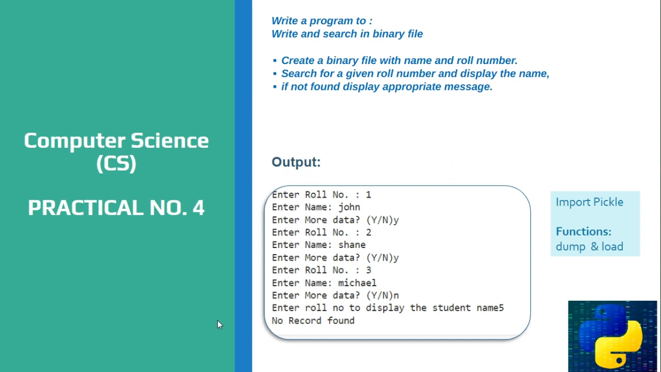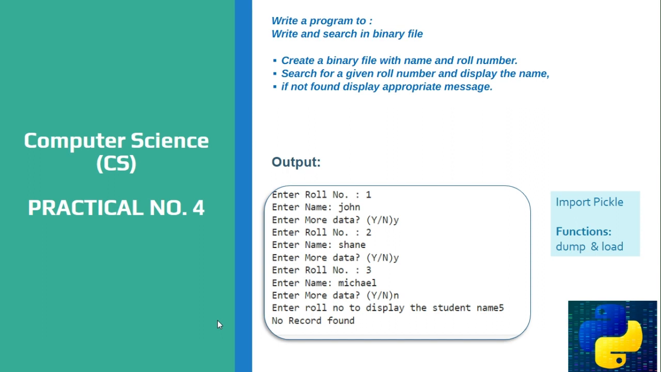So in this practical number 4, we have to write a program to write and search in a binary file. In step 1, we will create a binary file with name and roll number. In step 2, we will search for a given roll number and display the name, and in the third step, if not found, it will display an appropriate message. So our output will be like this.